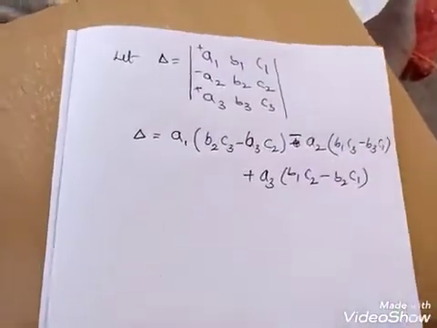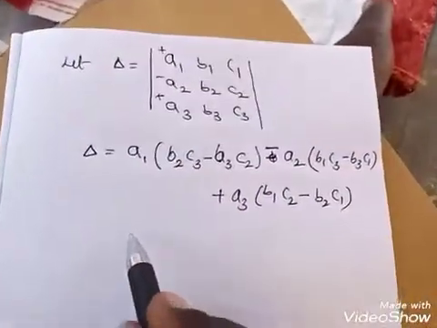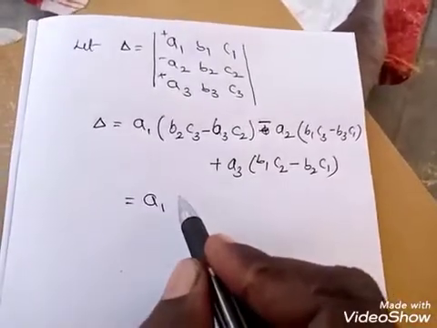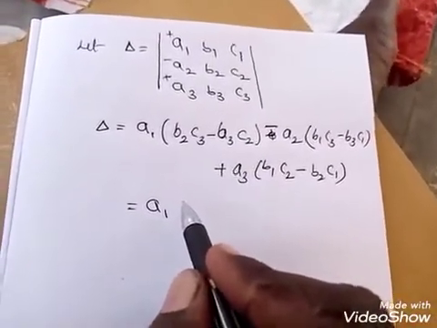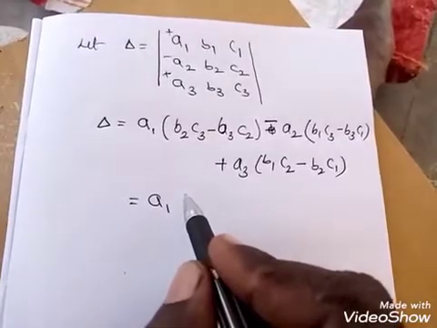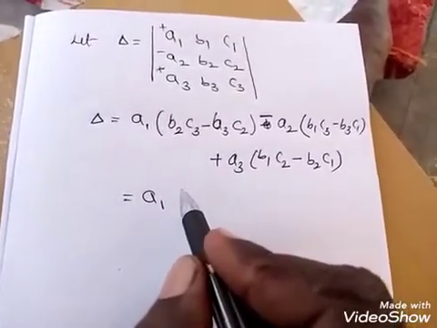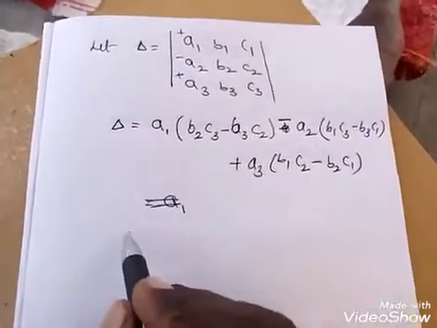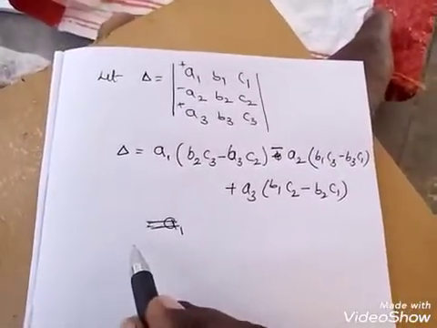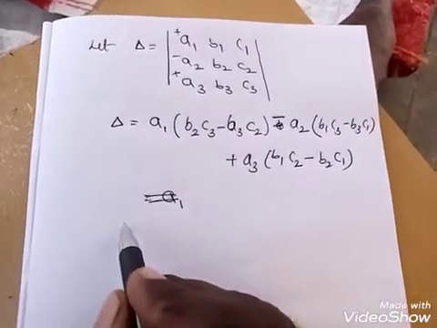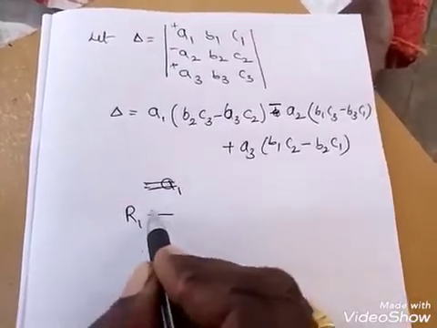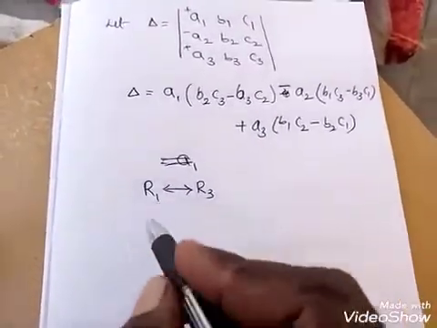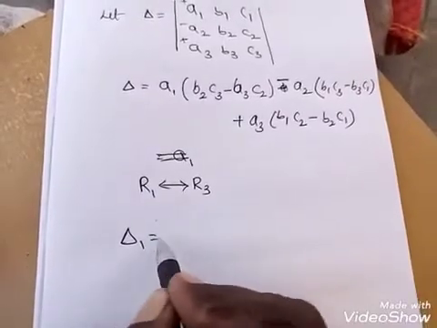Now instead of expanding everything, I will just show you. Here keeping it as it is. Now I am interchanging, your wish, either row 1 or column 1 you can interchange. I am interchanging R1 with R3. Therefore delta 1 is equal to what you are going to get.